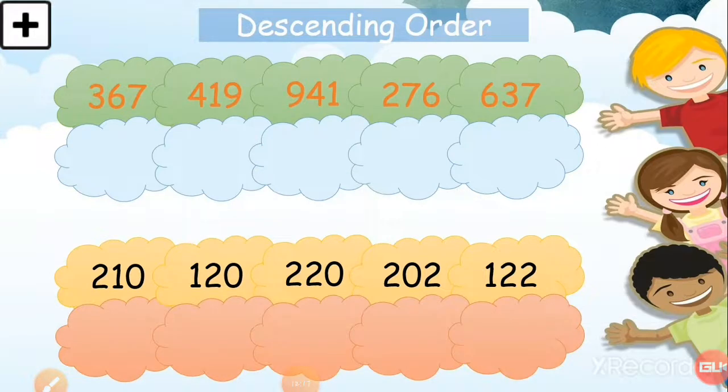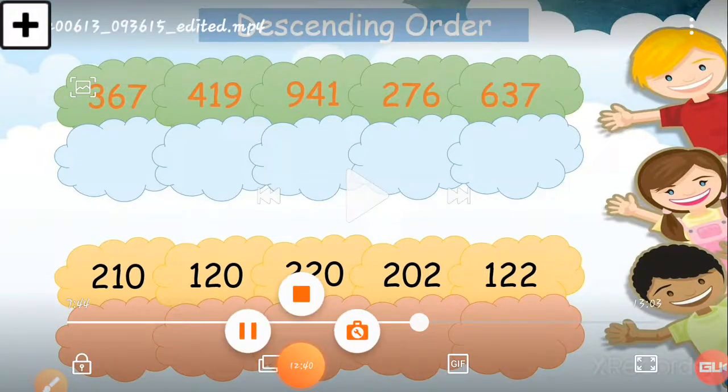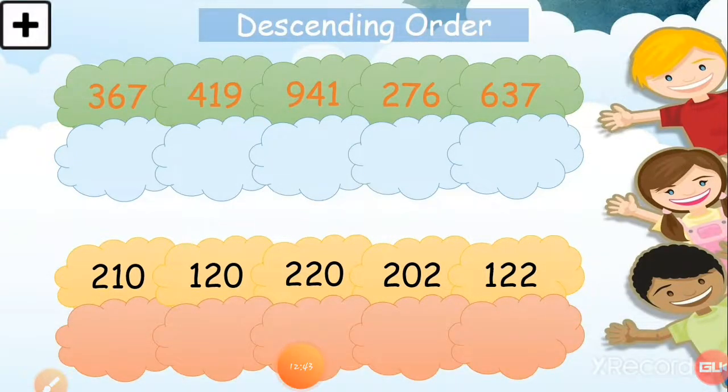See, here is the number descending order. Here we have to arrange these numbers in descending order. What does descending order mean? It means you have to arrange these numbers in which order? First, which number do you have to take? Yes, first you have to take the greatest value. So let's start now.